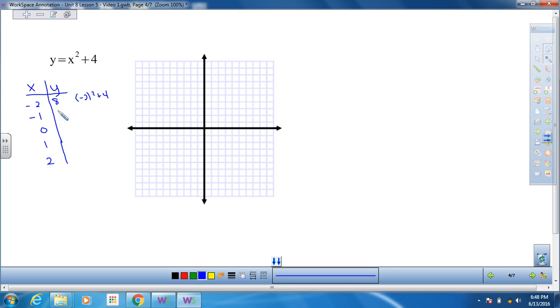This will give me 5, 4, 5, and 8 again. Okay, so these are my ordered pairs. Again, it's just a 10 by 10 graph. Alright, -2, 8.